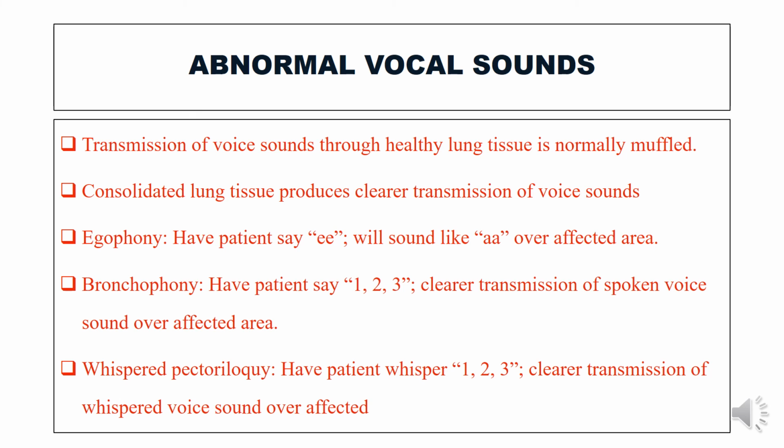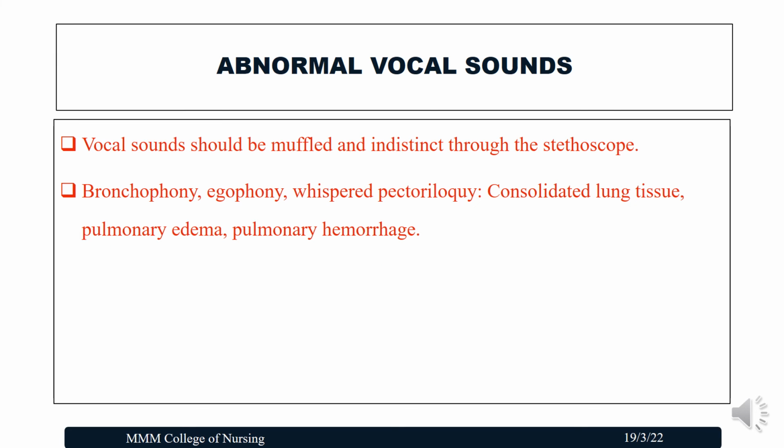And the third one is whispered pectoriloquy. Have the patient whisper 1, 2, 3. There will be clearer transmission of whispered voice over the affected area. Usually the vocal sound should be muffled and indistinct through the stethoscope. Bronchophony, egophony and whispered pectoriloquy can be clearly heard when there is consolidated lung tissue, pulmonary edema, or pulmonary hemorrhage.